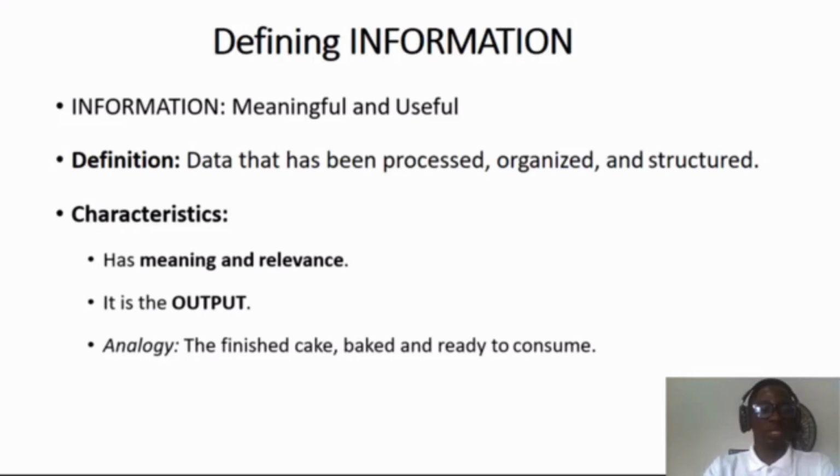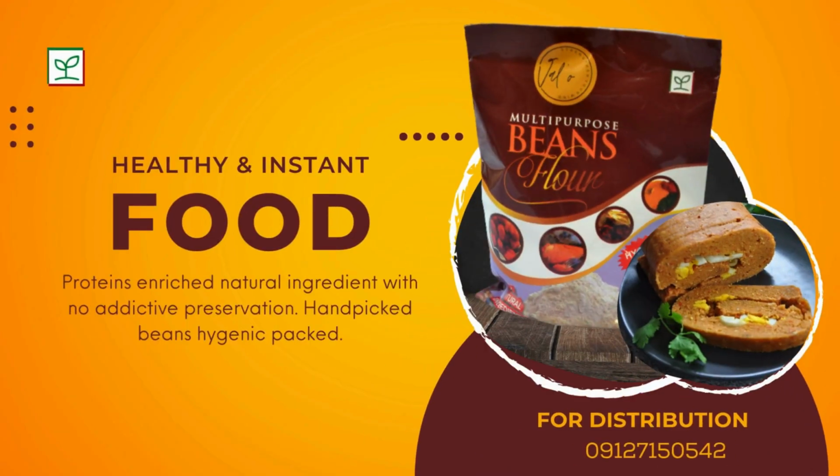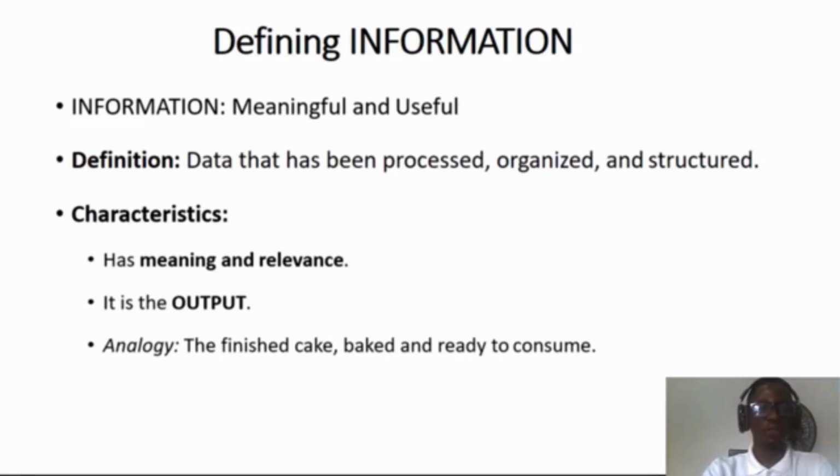Now, the analogy is a finished cake, baked and ready to consume. Based on the previous analogy I gave, we already have the oil and everything on ground. At that point, you have not done anything. So when you finish mixing all the oil, flour and everything together, the output, the end product, is basically your information. So in that case, we have a cake.